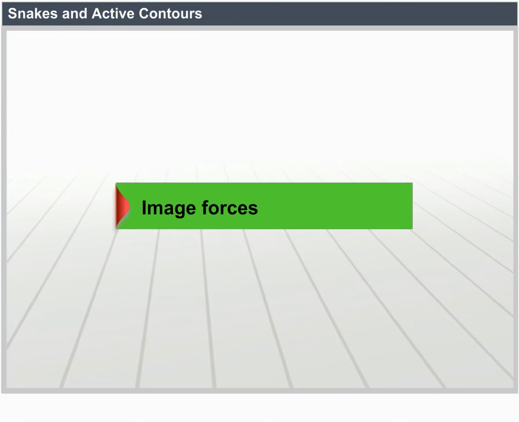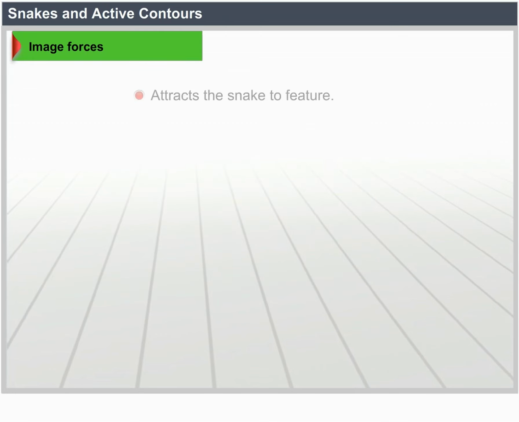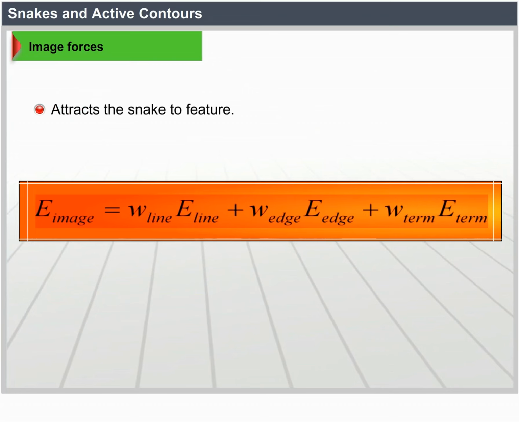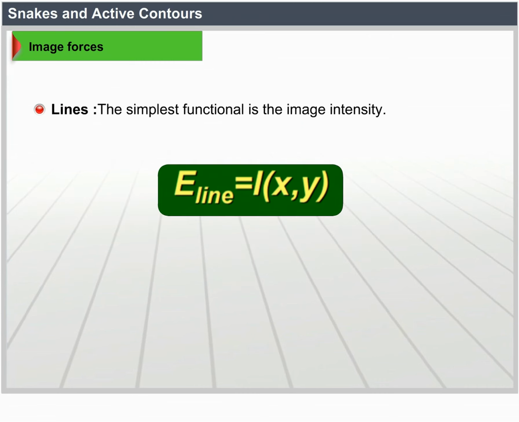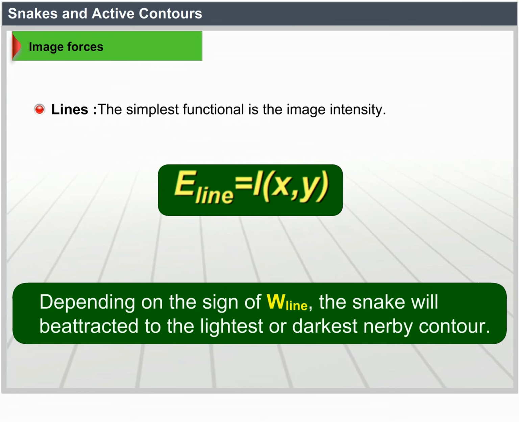Image forces attract a snake to features. The E image equation is given on the screen. Lines stand for the simplest functional in the image intensity. Depending on the sign of w line, the snake will be attracted to the lightest or darkest nearby contour.